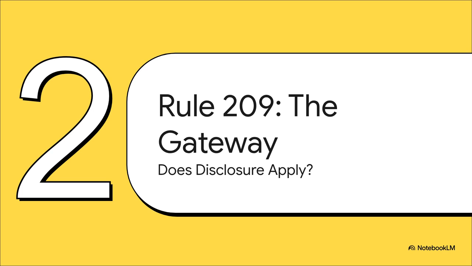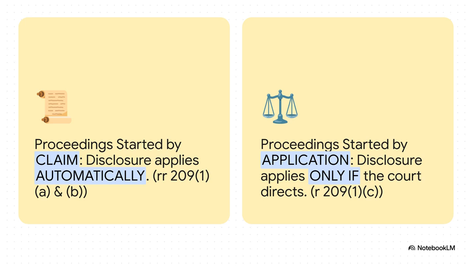Okay, so let's move on to the first critical question you must always ask yourself. Do the disclosure rules even apply to this particular case? Your starting point for that answer, every single time, is Rule 209. Now this slide is so important because it shows you the clear fork in the road. You have to burn this distinction into your brain. If a case starts with a claim, disclosure is automatic. It just happens. But, and this is a big but, if it starts with an application, it's a completely different ballgame. Disclosure only applies if you can convince a judge to make an order for it.